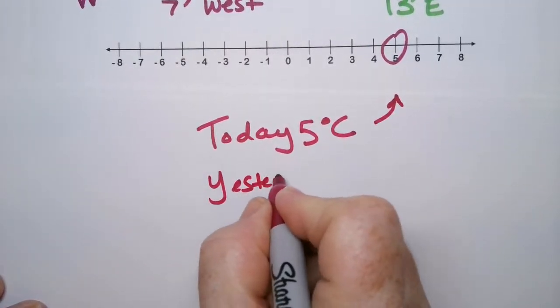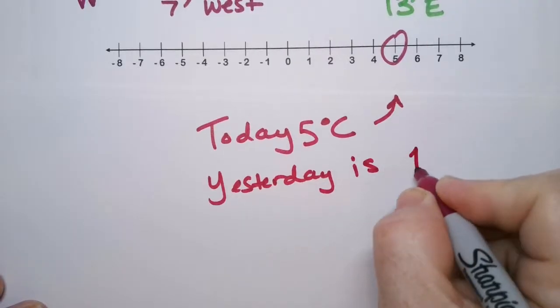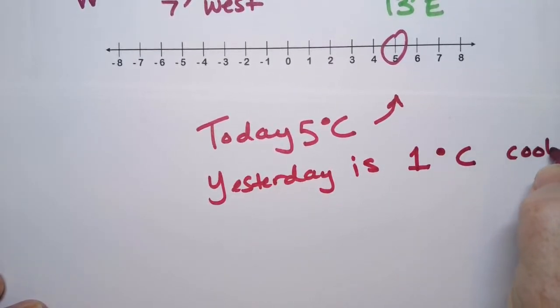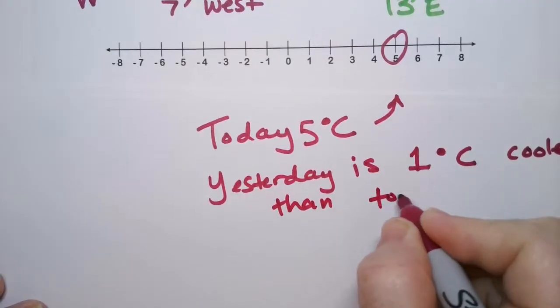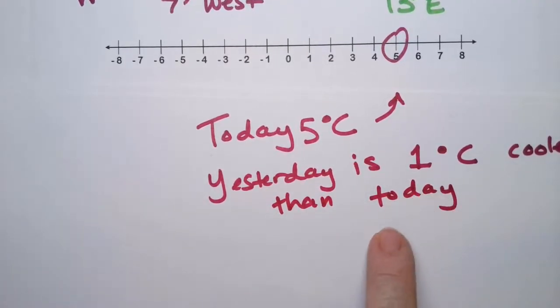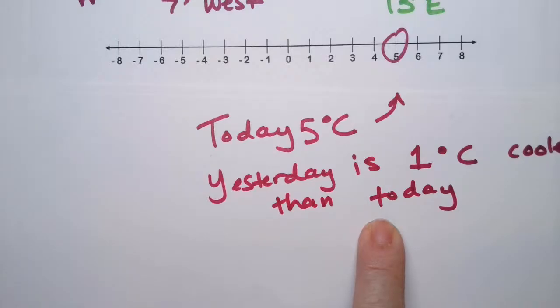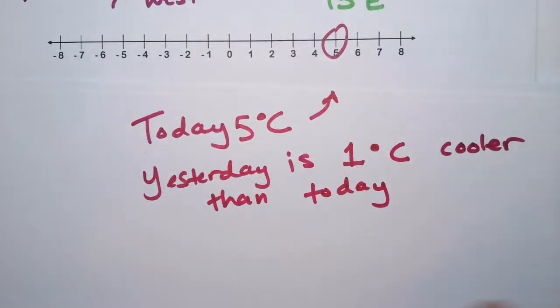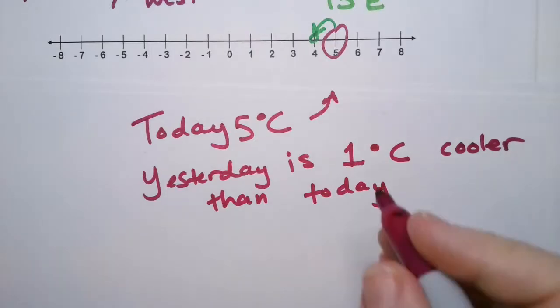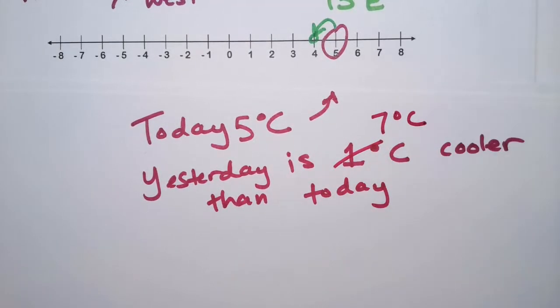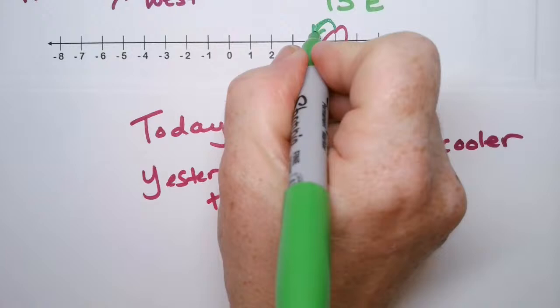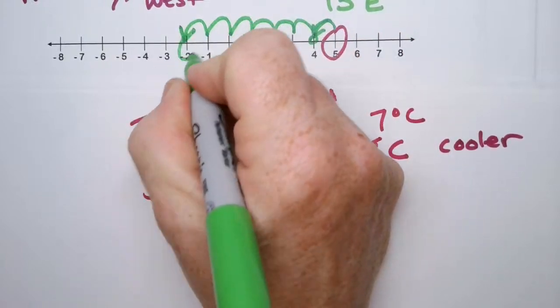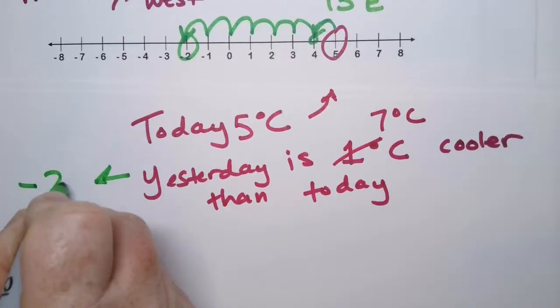Okay, yesterday, let's just do 1 degree cooler than today. We're going to flip it. Yesterday was 1 degree cooler than it is today. What was the temperature yesterday? Okay, if today's 5, then yesterday is 4. All right, if yesterday is not 1, but it's 7 degrees cooler than today, then what was yesterday? So 1, 2, 3, 4, 5, 6, 7. So yesterday is -2 degrees Celsius.